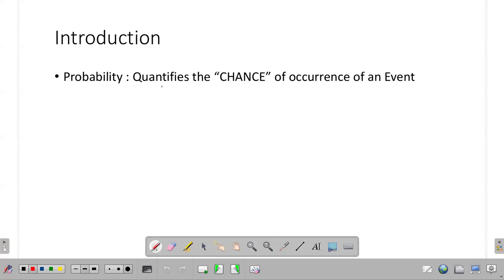Probability basically tries to quantify the chance of occurrence of an event. Like I explained earlier, when I roll a dice, the possible outcomes are 1, 2, 3, 4, 5, 6.